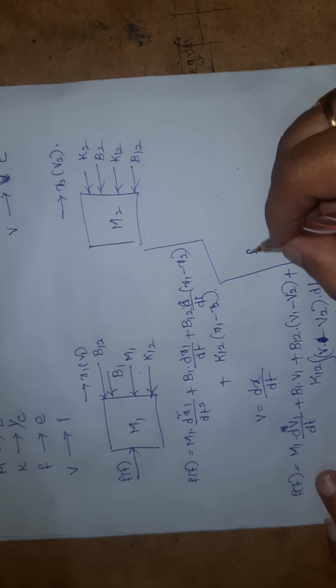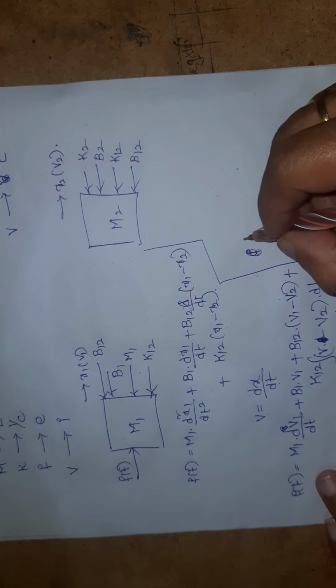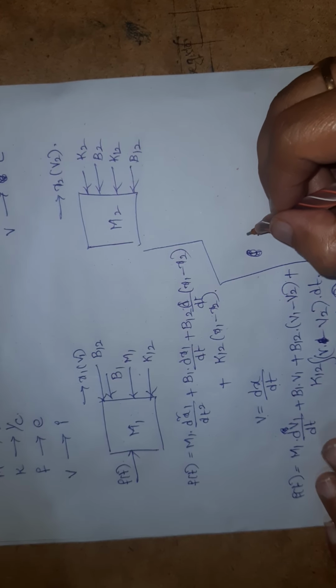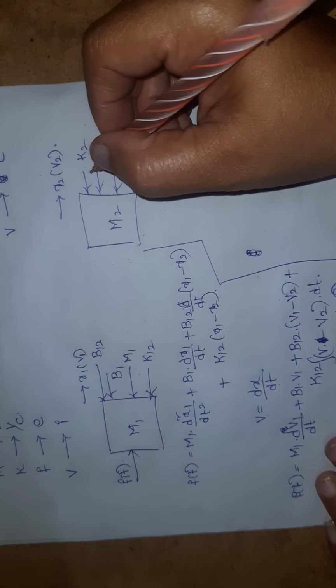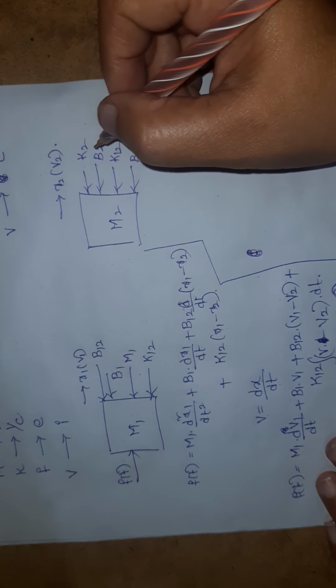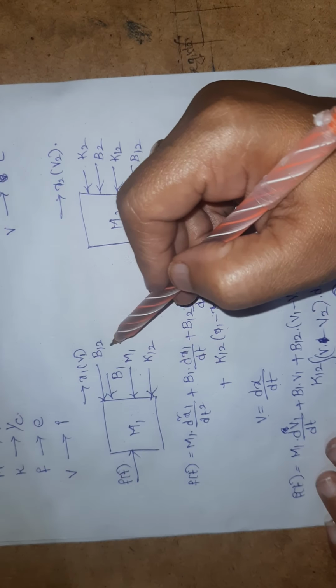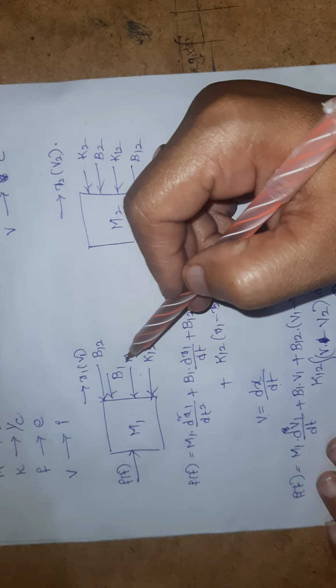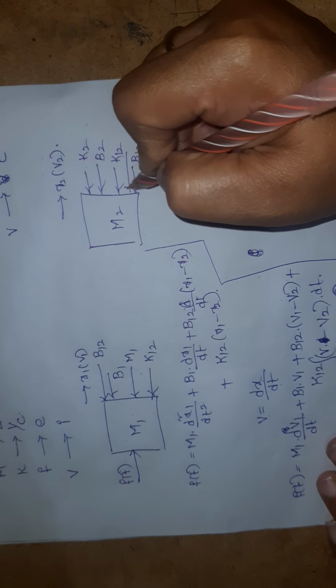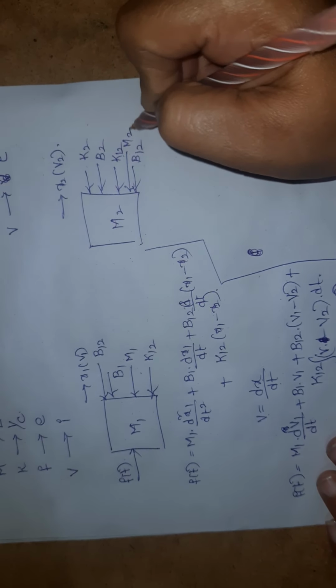So here, what is f of t? There is no input force, so it is equal to 0. So here, we forgot to mention m2.